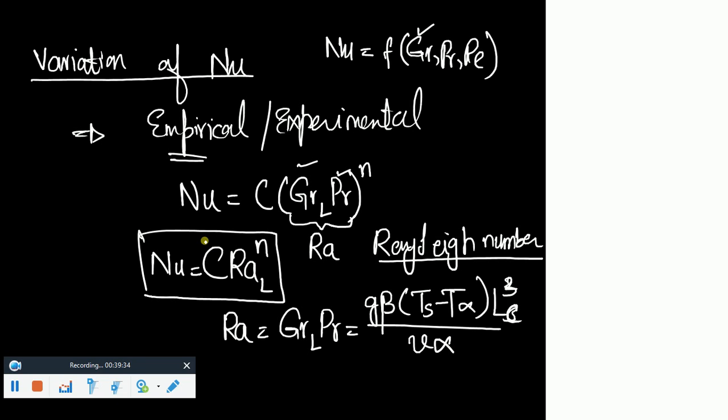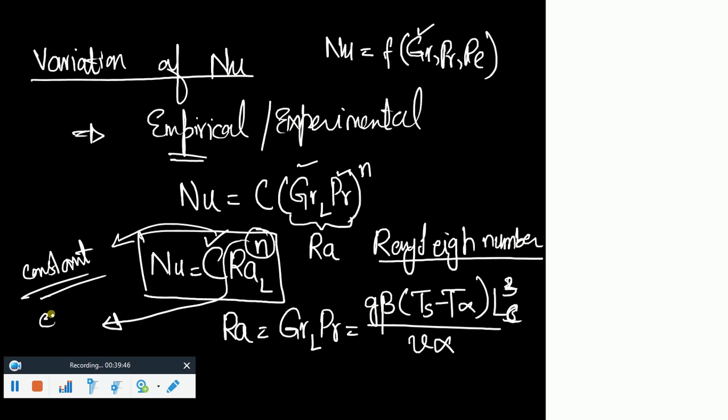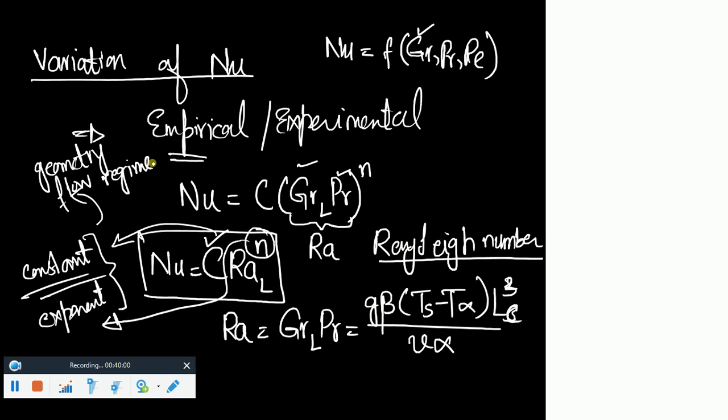So you have two constants over there. C is a constant, and this n is the exponent, and those two parameters depend on the geometry and the flow regime. You would experimentally determine them. So you can see that if the geometry changes, those two things would be changing.